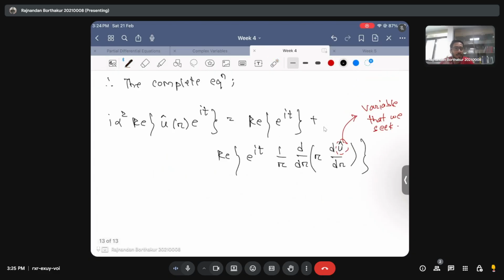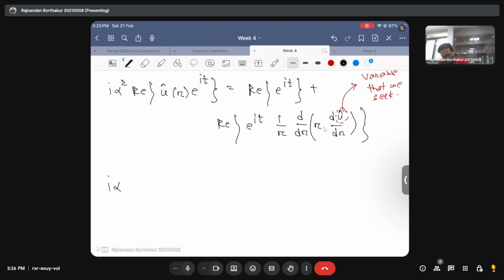So I hope this is clear that we are not just merely cancelling this real part, but we are saying that we will solve for u hat, and then once we get the solution for u hat, I will just take the real part of that u hat times e power it. That is going to be the desired solution that we are trying to evaluate. So then this equation can be rewritten as i alpha squared u hat of r e power it, plus e power it 1 by r d/dr of r times du hat by dr.